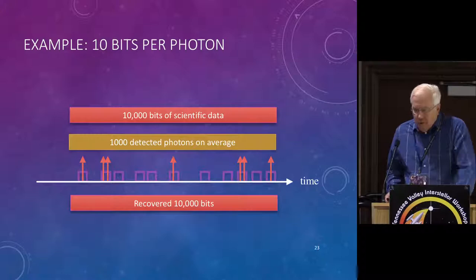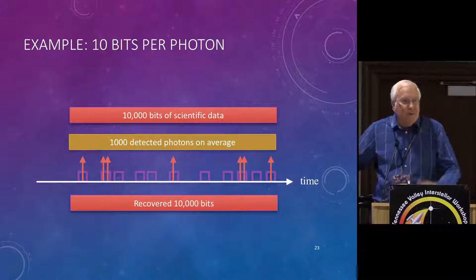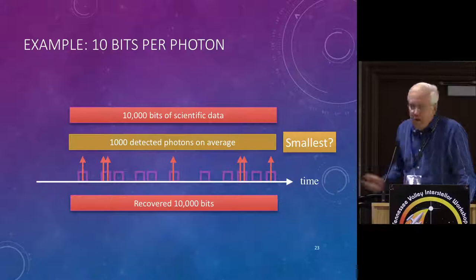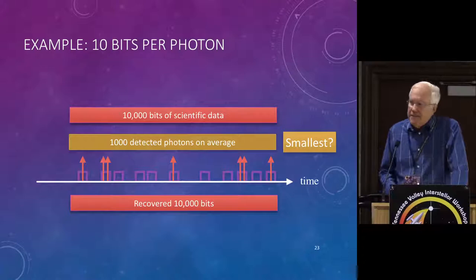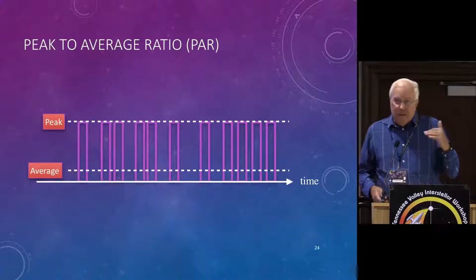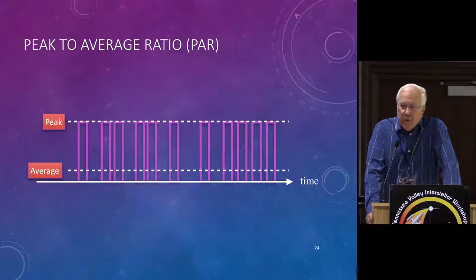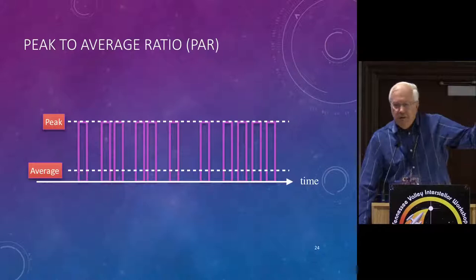So one of the questions that arises in this diagram is: is there some limit? I said 1,000. Could we get away with 500 or 100 or one photon? There must be some kind of limit on what we can accomplish here, and there is, which is well understood. The question is what is the smallest number of photons that we can get away with, and this depends upon the quantum statistics of the photon detection. To tell you what the fundamental limit is, I have to define another parameter first, which is the peak to average ratio, or PAR. If we're transmitting this intensity waveform on-off, the peak to average ratio is the peak power of the waveform to the average power of the waveform.